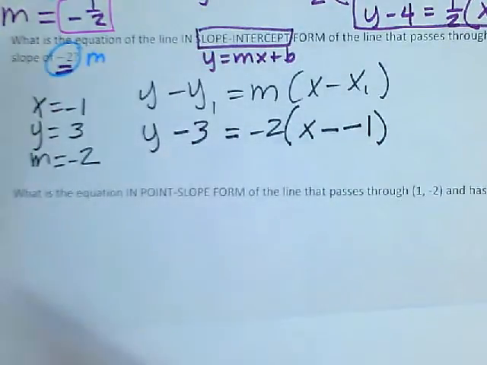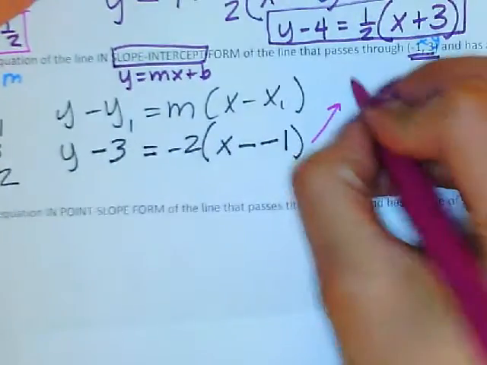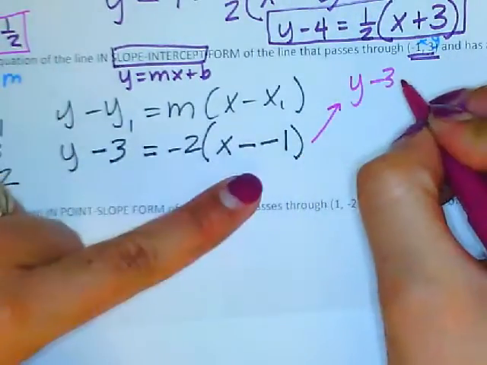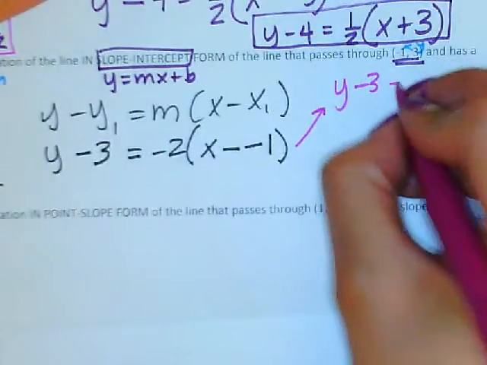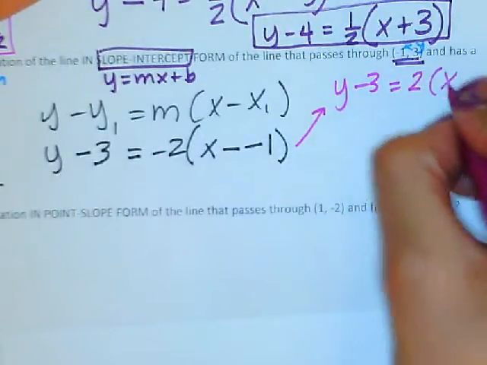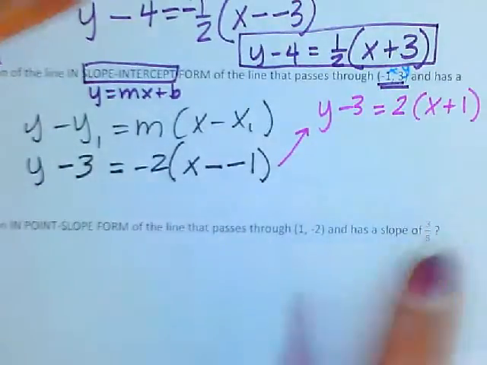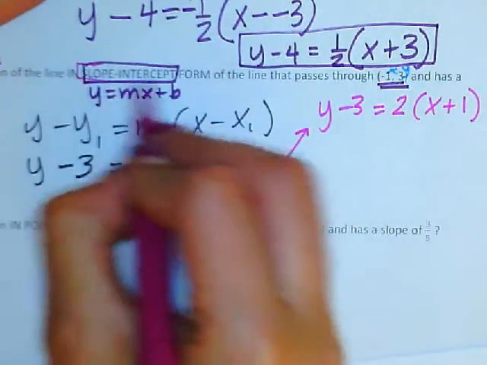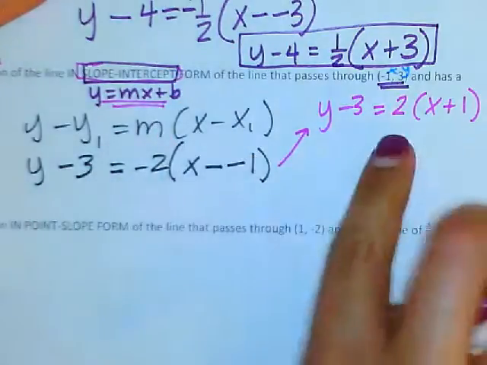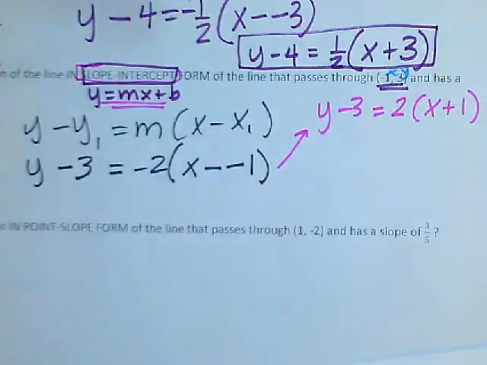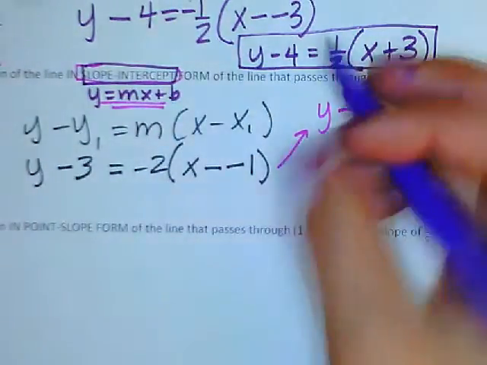Here I'm going to rewrite it on the side over here. I'm going to simplify that double negative. Now here I would be done. However, again, they asked me for slope-intercept form, y equals mx plus b. So I'm not done yet on this one. I'm going to have to solve for y.